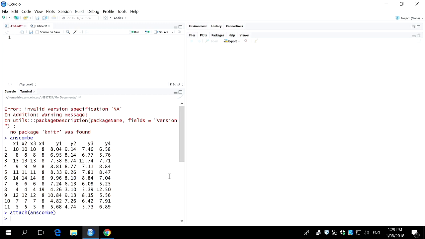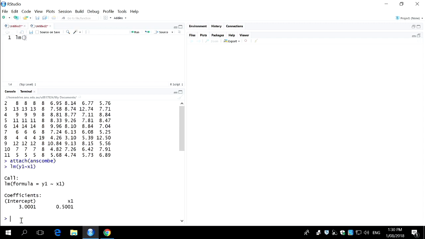Now if I attach Anscombe, which is a data frame, when I attach it, I can refer to its columns by name, right? So let me just show you something. I'm going to fit a linear model. Whoops, I'm not typing in the right spot. Let me go down here. I'm going to fit a linear model, y1 tilde x1. So all this does is fit a straight line model between y1 and x1. And that tells me that if you do that, the model is y1 is 3 plus a half times x1. Okay?